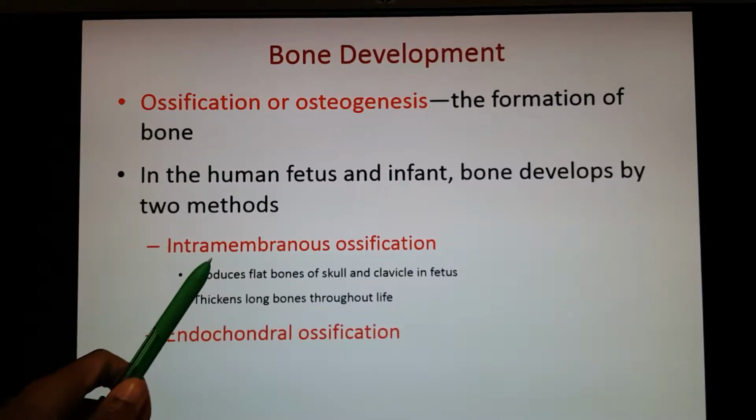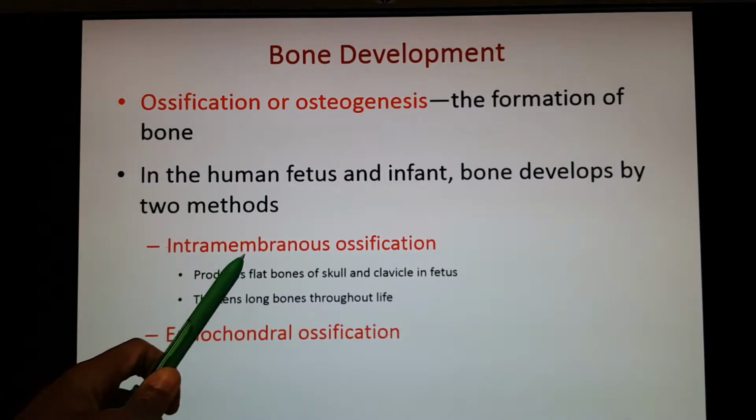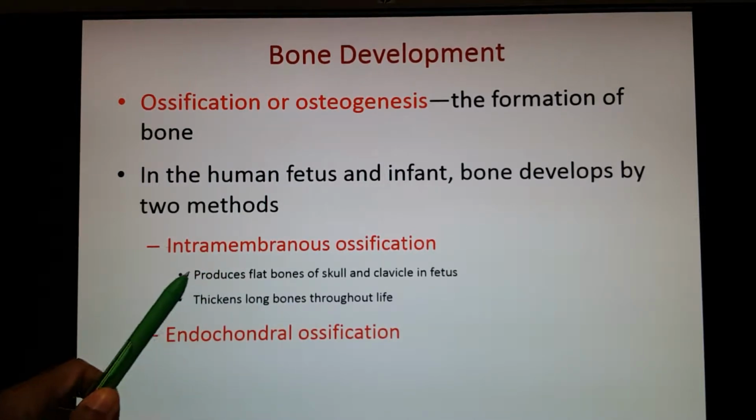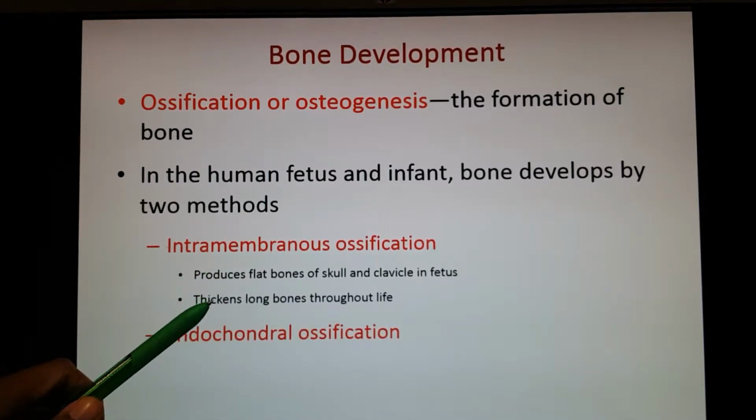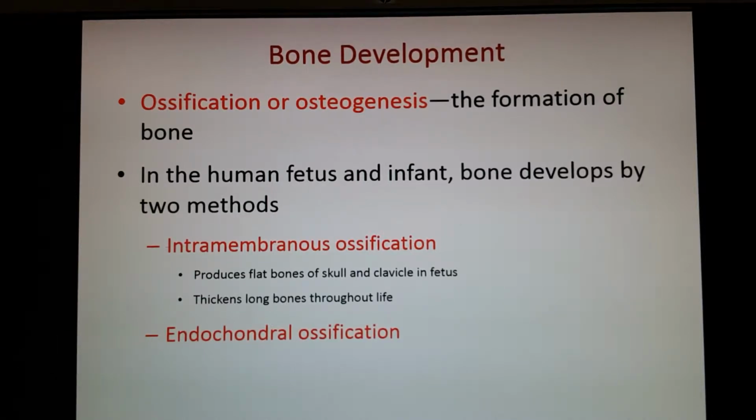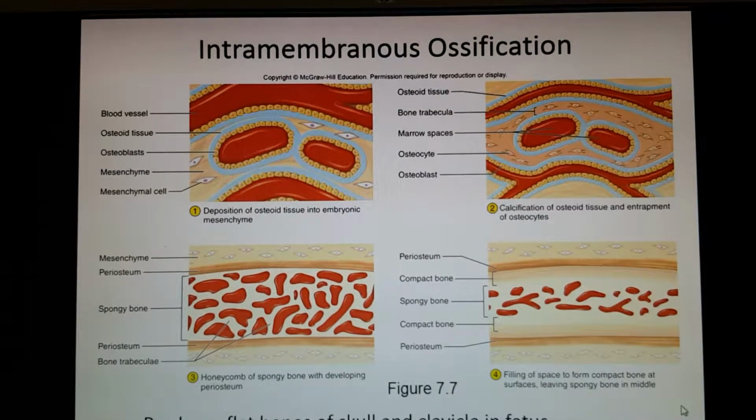So intramembranous as in between the two membranes. So periosteum on the outside, endosteum on the inside. The other type of bone development is endochondral ossification. So that's how we lengthen bones. So first one, intramembranous ossification.